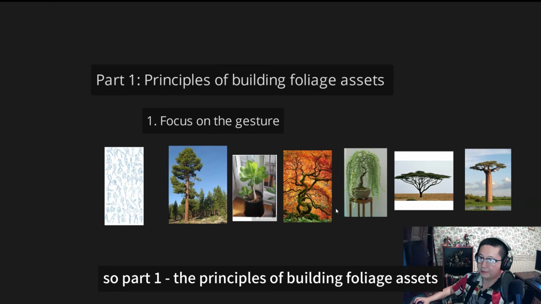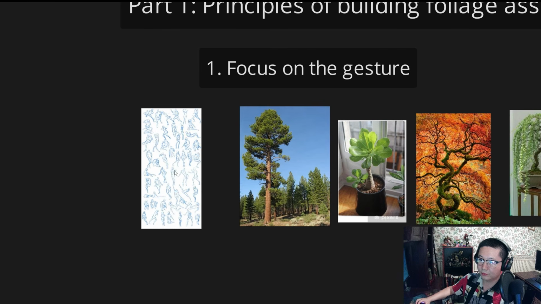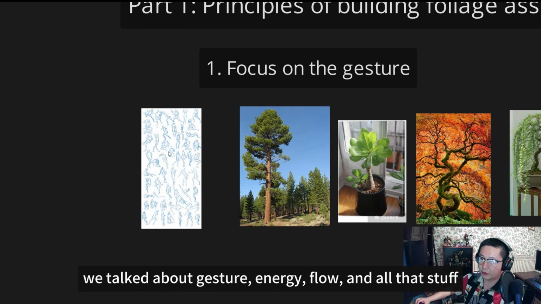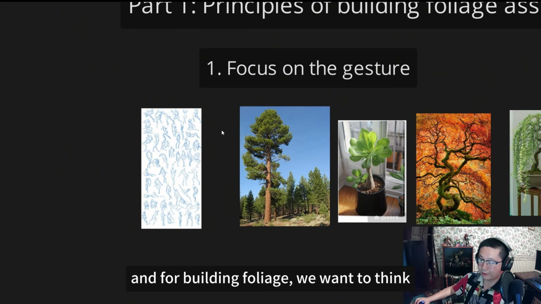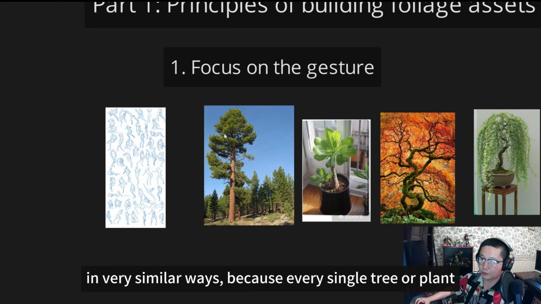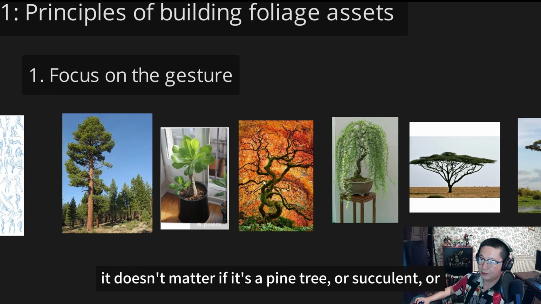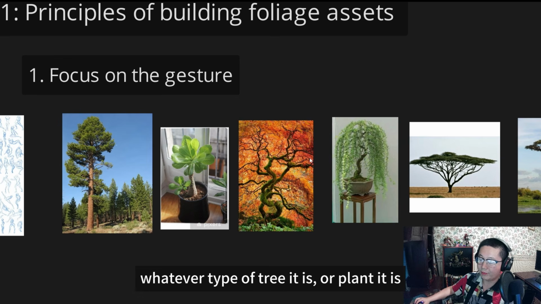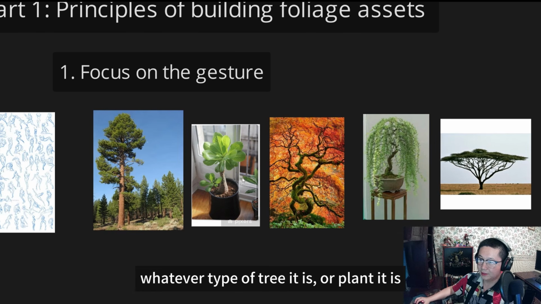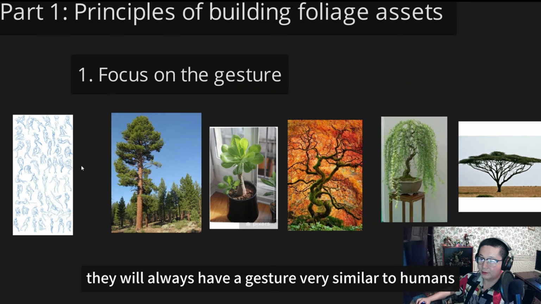So part 1, the principles of building foliage assets. We have probably talked about this type of stuff during lecture 1. We talked about gesture, energy, flow, and all that stuff. And for building foliage, we want to think in very similar ways, because every single tree or plant, it doesn't matter if it's a pine tree or succulent or some kind of willow, whatever type of tree or plant it is, they will always have a gesture very similar to humans.